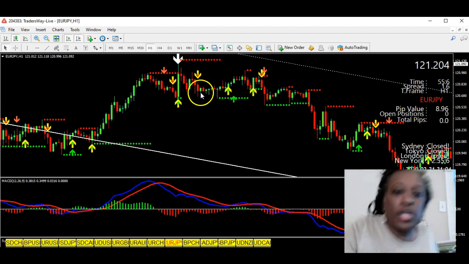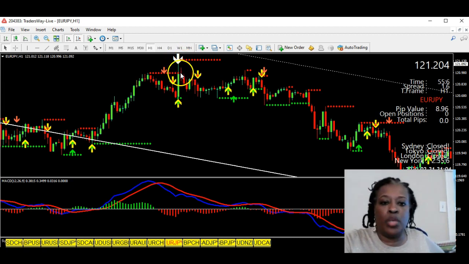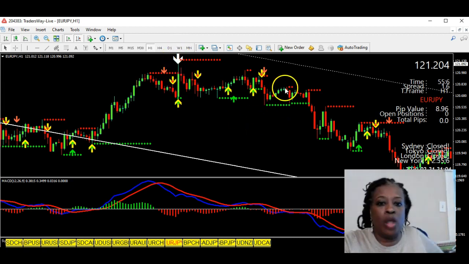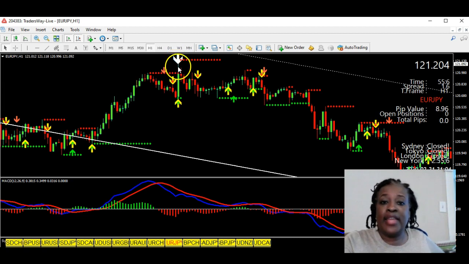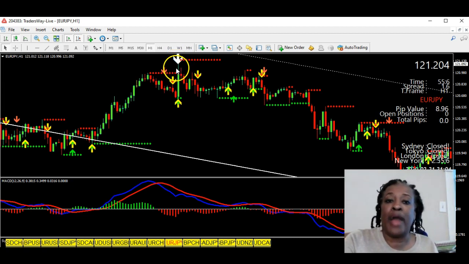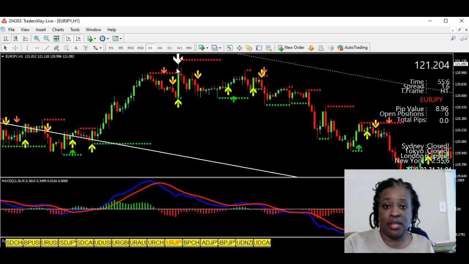So what you can do with the triple arrow, once you get your big arrow, all of this is customizable, by the way, so your colors may be different than mine, and no problem. Once you get your big arrow, that indicates to you that price wants to change directions. That's all it means. So you're not getting in at that point. You're just being made aware that price is wanting to change direction.